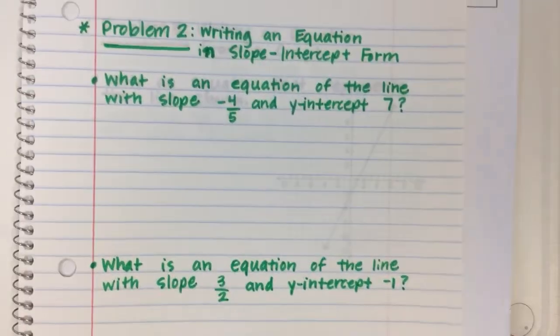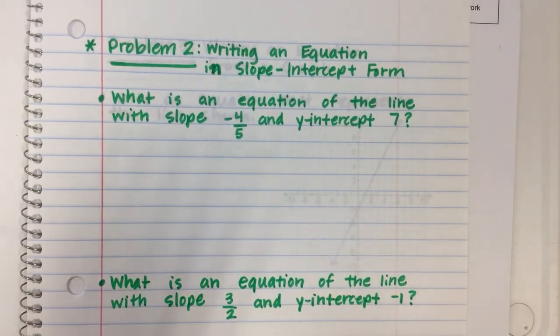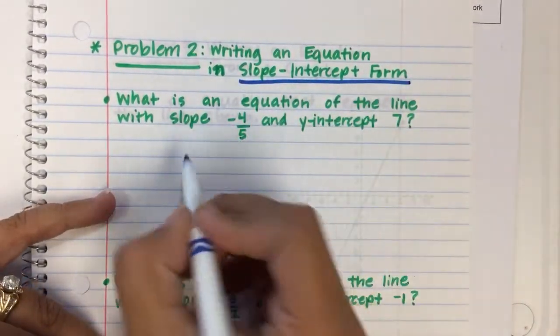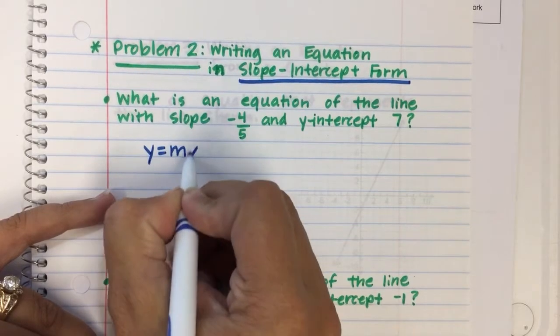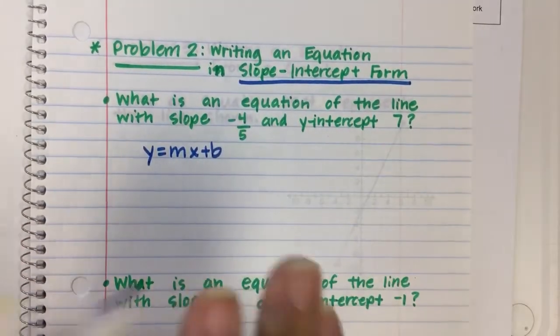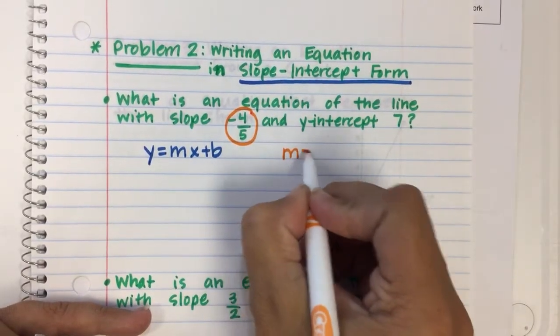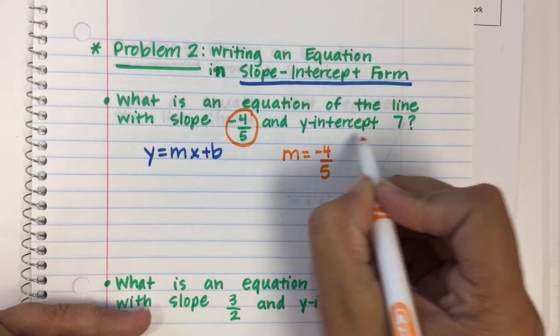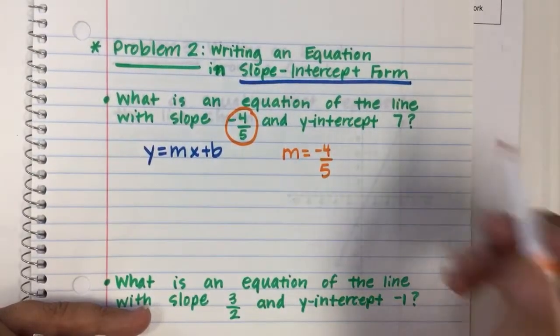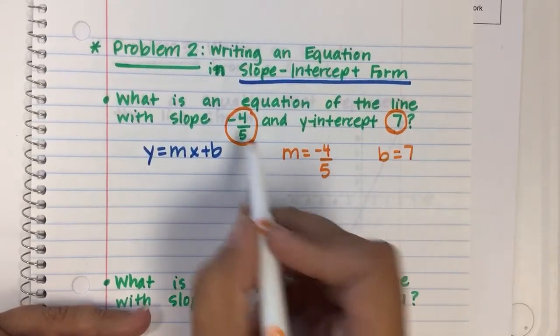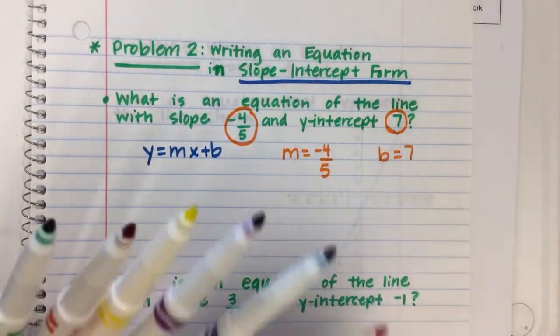All right, writing an equation in slope-intercept form. What is an equation of the line with a slope -4/5 and a y-intercept of 7? Slope-intercept form you've got to memorize is y is equal to mx plus b. All right, here we're going to recognize that the slope is -4/5 and the y-intercept is 7. So -4/5 is the slope, the y-intercept is 7.